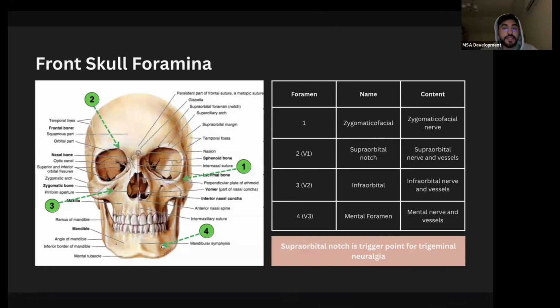Now, something that's pretty clinically relevant here is that the supraorbital notch could be a trigger point for trigeminal neuralgia, which basically is an irritation to the first division of the trigeminal nerve.